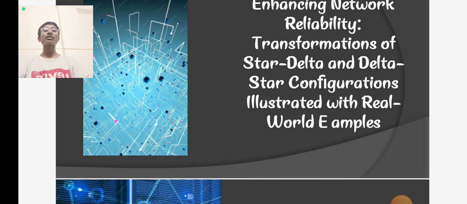Delta star transformation. Conversely, the delta star transformation involves changing connections from a delta configuration to a star configuration or vice versa. This transformation is used in power distribution systems to convert a load from a delta connected load to a star connected load or vice versa. It can be necessary based on the requirements of the connected equipment.